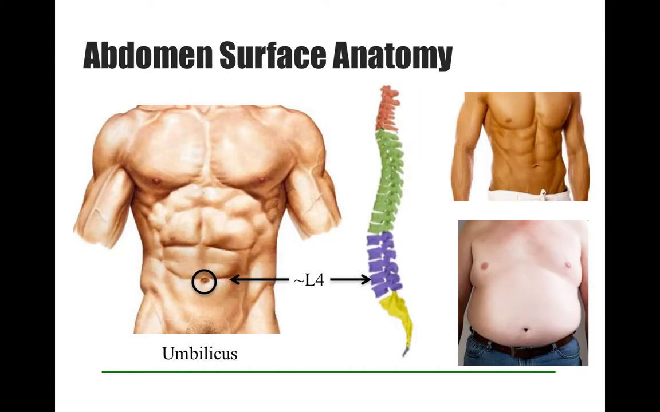Also, when you look at the surface anatomy of the abdomen, remember that the umbilicus in a physically fit individual should be approximately at the L4 vertebral level. However, based on body habitus, it could be a little more inferior or more superior, depending on that patient. And when you're at the L4 vertebral level, you're also at the T10 dermatome level. So remember the umbilicus is right there, hanging out in your T10 dermatome level.